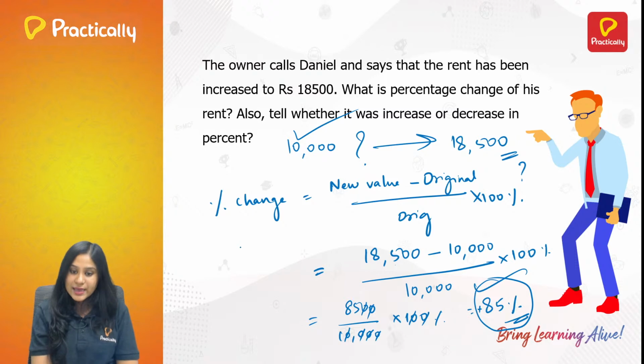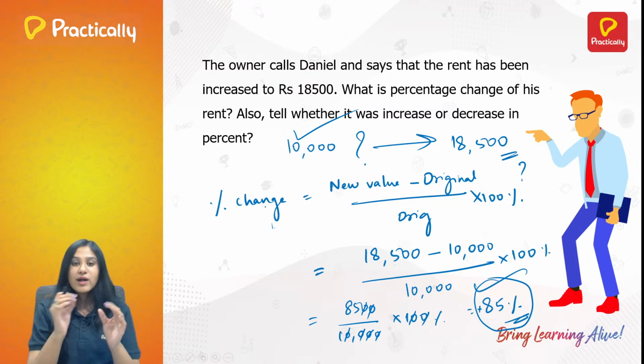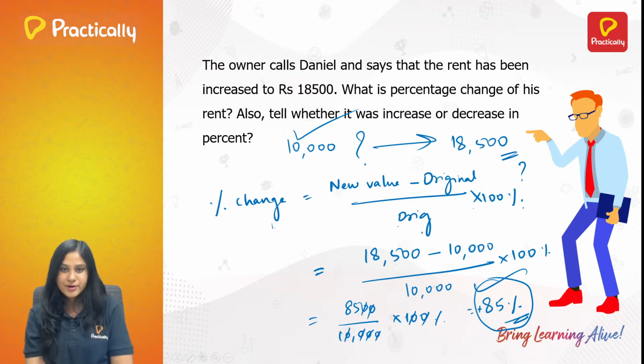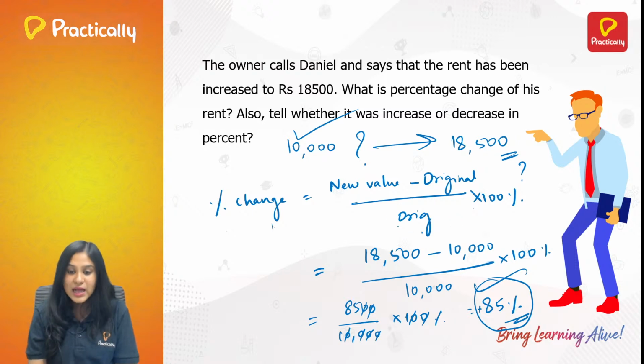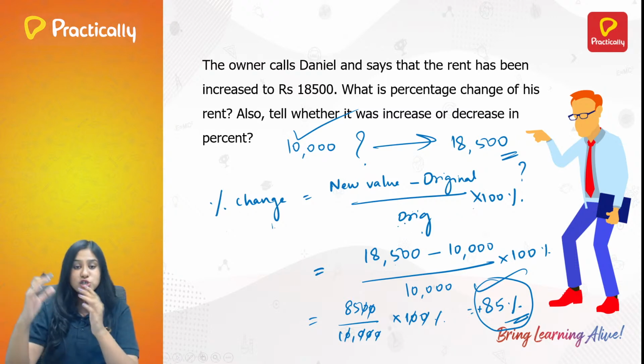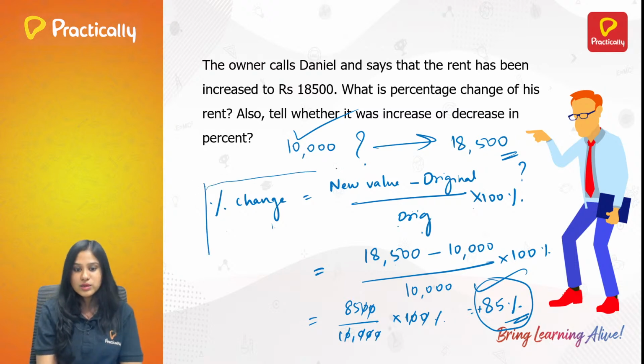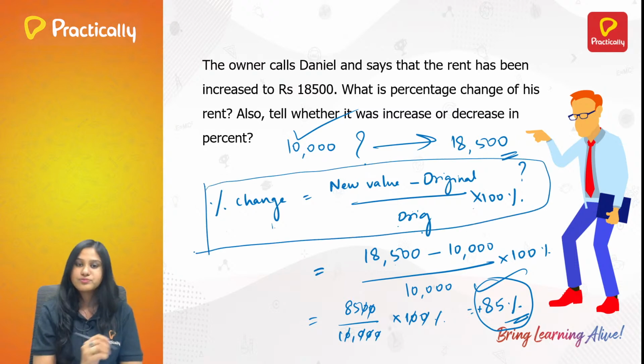Alright. So, again, I'm repeating, what did we do here? For the percentage change, new value minus original value by original value into 100%. On what we are calculating should always be the denominator. We are calculating the percentage change on his original amount, that is starting rent amount. So this is the formula, right?